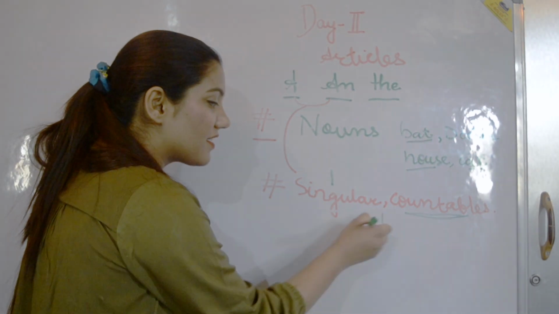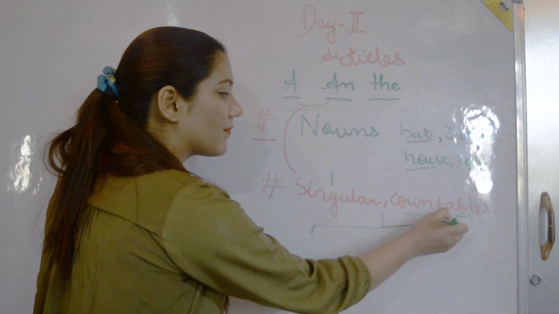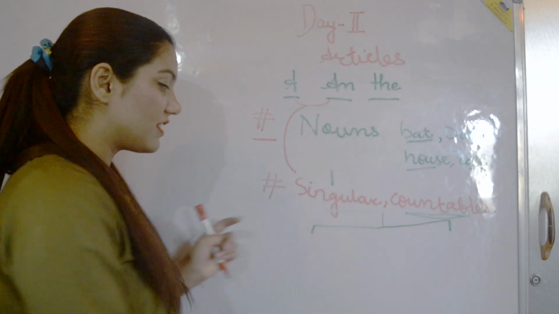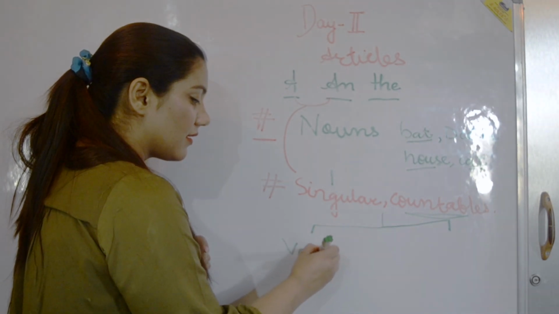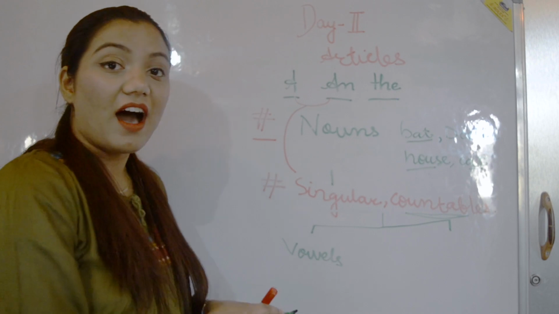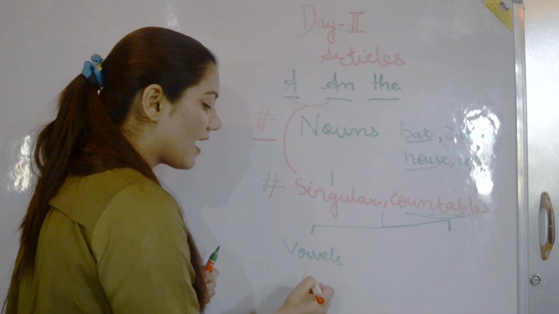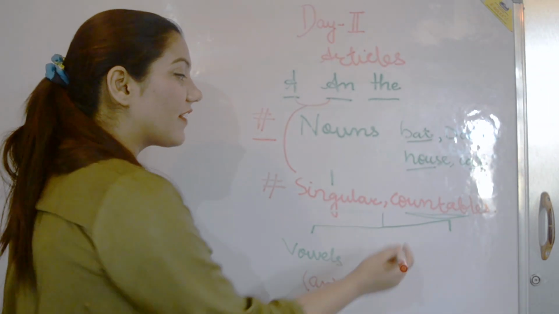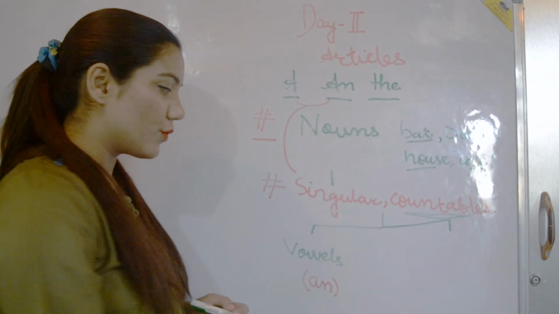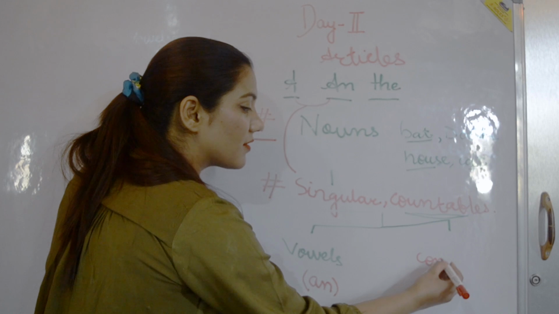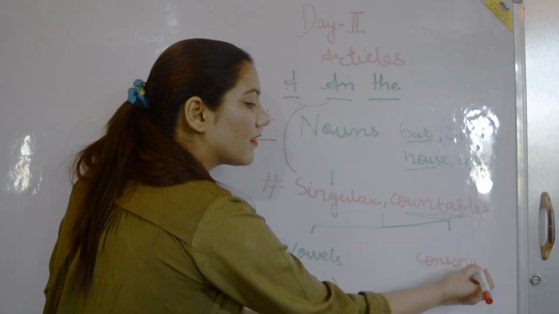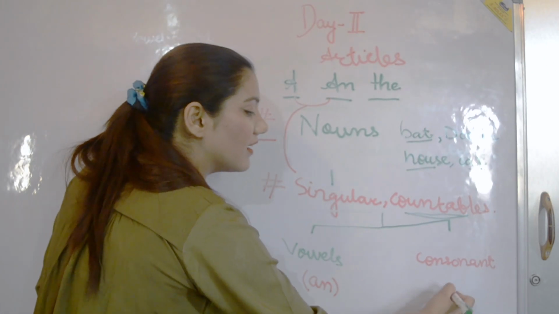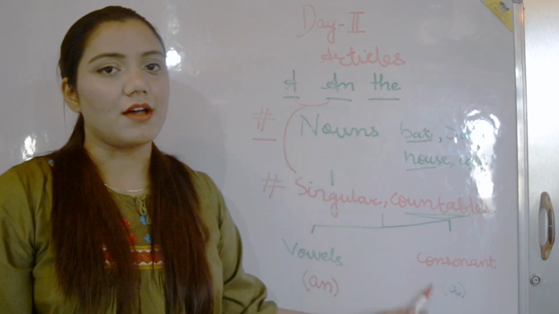Now, there are subparts of this rule. If the singular noun starts with a vowel, then our article would be an. And if the singular countable noun starts with a consonant, then our article would be a. You can pronounce it as a.